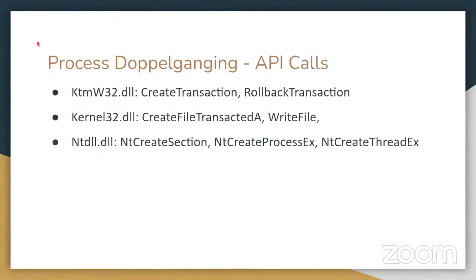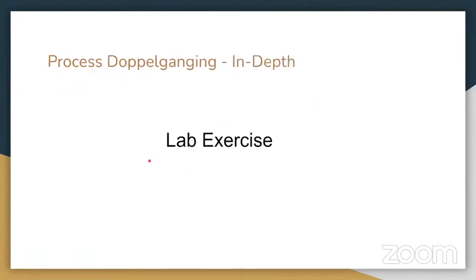These are all the APIs that I use in process doppelganging. Some are missing, but no worries, we will cover that in the lab. If you understand process hollowing and process doppelganging, it will be really easy to understand all the upcoming techniques because they are somewhat similar to these two techniques. So let's just move to the lab.